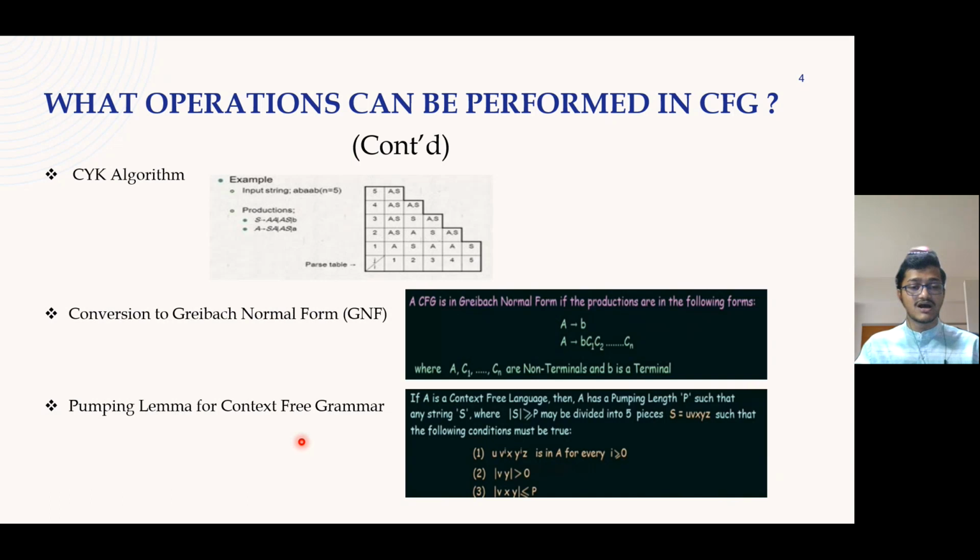Lastly, we have the pumping lemma for context-free grammar. Upon following all these three rules in the pumping lemma, if all of these rules are followed, then we can say that the given grammar is definitely not a CFG. That is, pumping lemma is used to disprove that a grammar is a CFG.